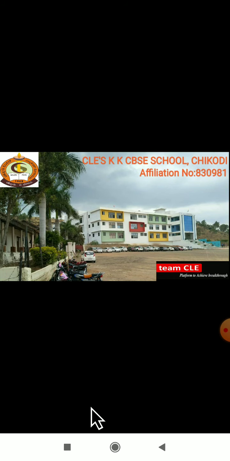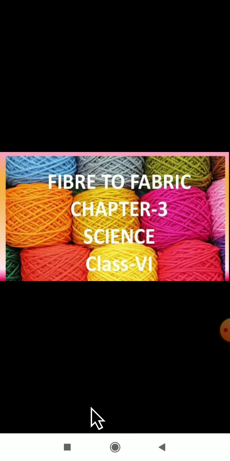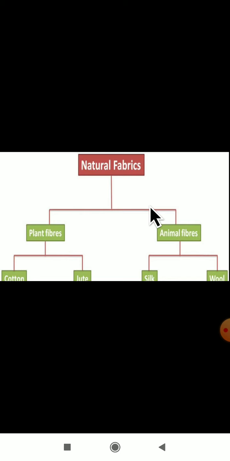Dear students, in the previous video class we were studying the third lesson, Fiber to Fabric, and in that we were studying natural fibers. Natural fibers are the fibers which are obtained from plants and animals. The fibers obtained from plants and animals are called natural fibers. In plant fibers, we have studied cotton in detail.